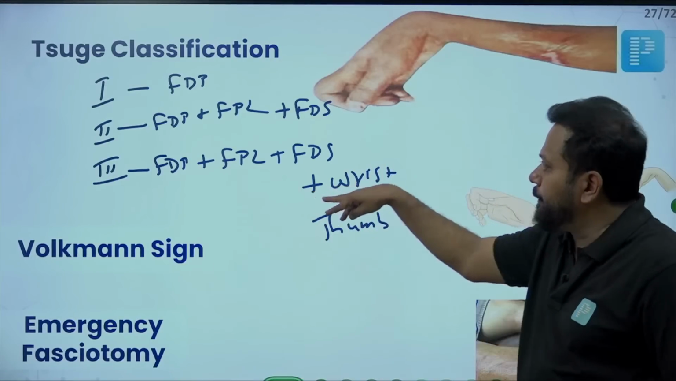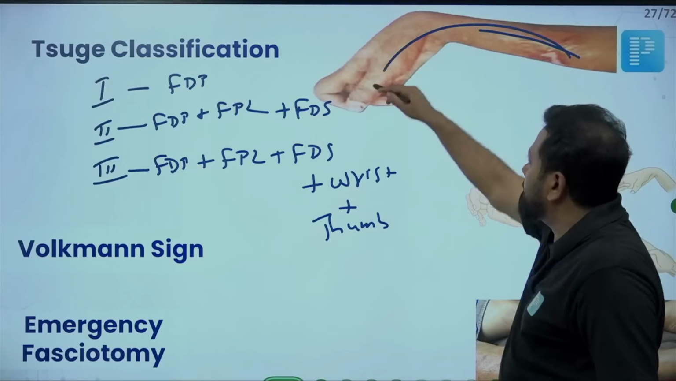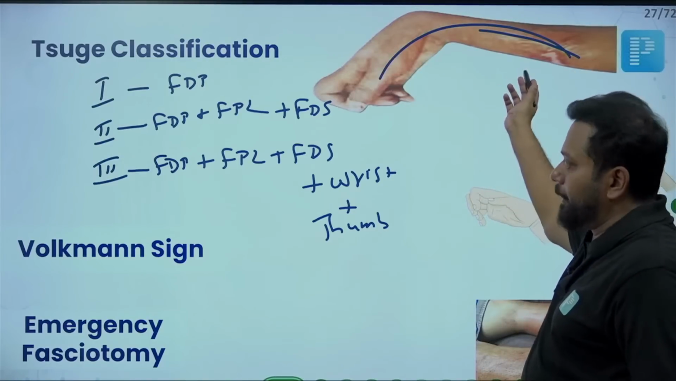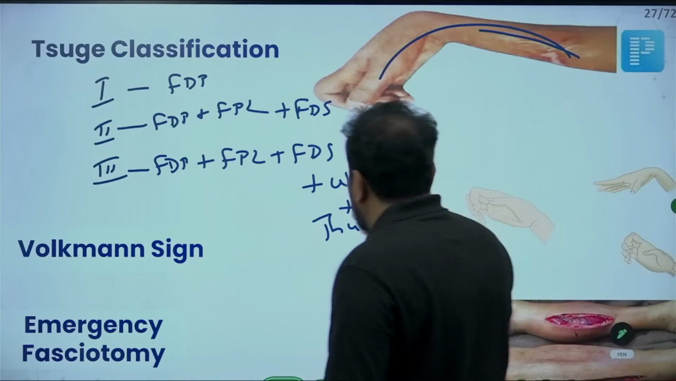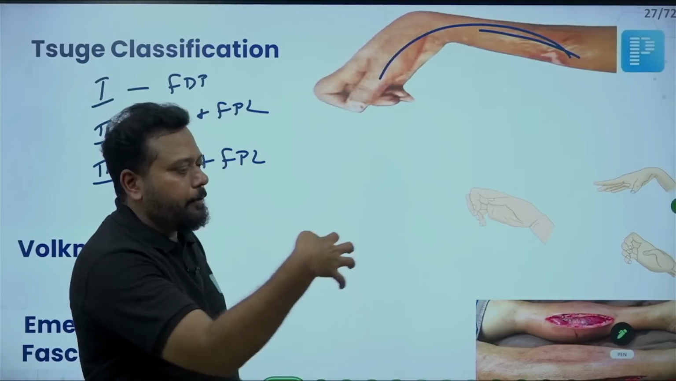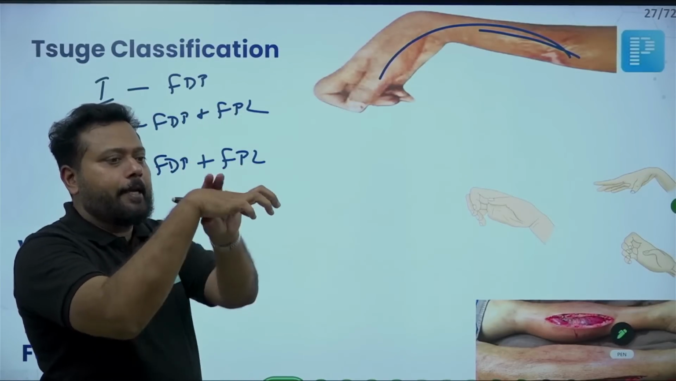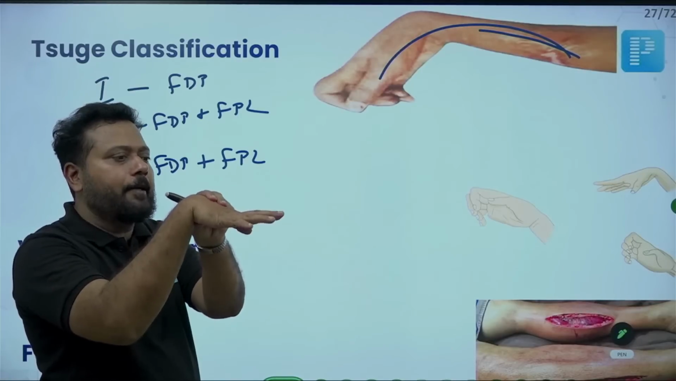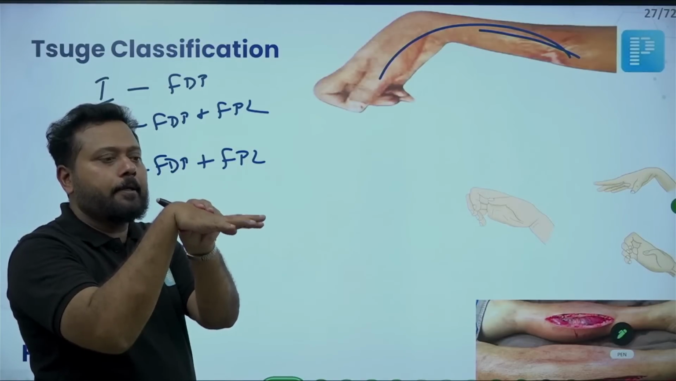Only if it is type 3, it will show you this classical deformity. This is the classical deformity of Volkmann's ischemic contracture, and the classical sign is called Volkmann sign. What do you mean by Volkmann sign? The fingers are like this. When you passively flex the wrist, the fingers get extended automatically. When you leave, it will go back like this. When you flex, it will be extended. When you leave, it will go.